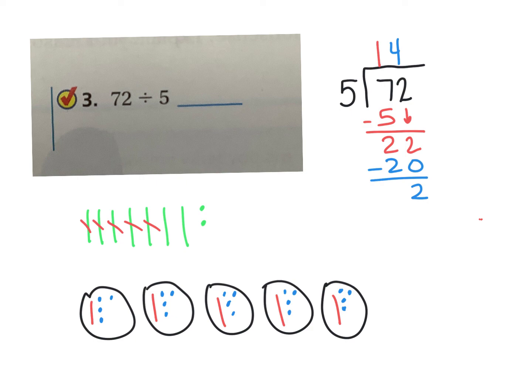So my quotient, my answer, is going to be everybody gets 14, a 10 with 4 ones. Everybody gets 14, but there's 2 left over. So I could write that as 14 remainder 2, or I could write that as 14 with 2 left out of the 5 that we were dividing. That's your answer. That's your quotient.